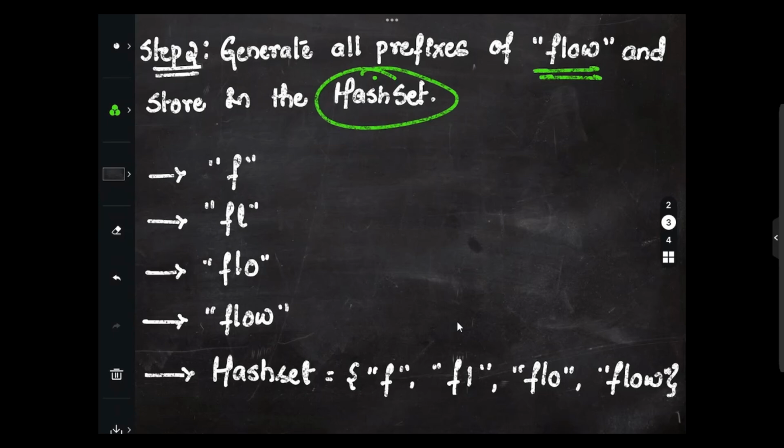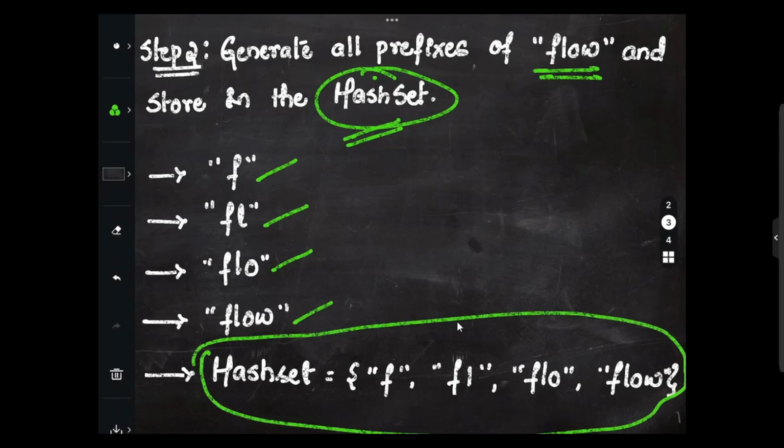So here we are generating all the prefixes of flow, and we are storing them in the hash set. This is fine. So the next step, what are the prefixes that we have in flow here? F, fl, flo, and flow. So we are storing that in the hash set. This will be f, fl, flo, and flow. I hope this is clear, easy to understand, right? Let's move on with the next step here.